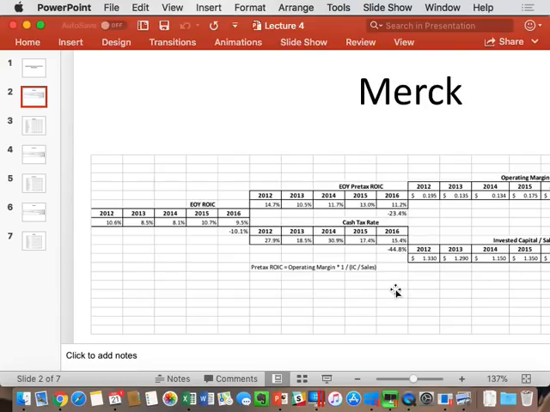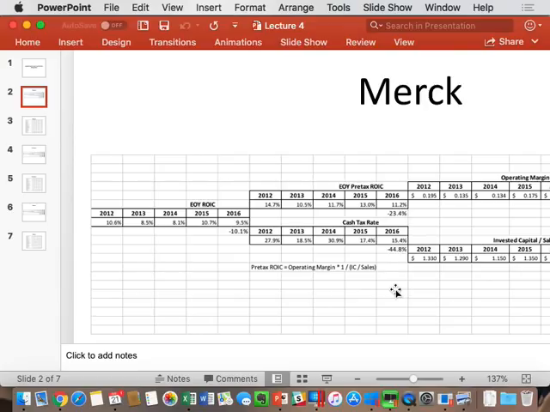So starting with Merck, EOY stands for end of year ROIC, as opposed to BOY, which is beginning of year ROIC. Okay, current NOPAT divided by current invested capital. So 5 years of historical data. When you actually do your assignment, you're going to care about the intervening years, but I'm just going to start by looking at the bookends. Okay, 2012 was the start, 2016 was the end.